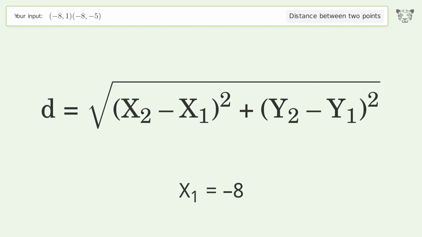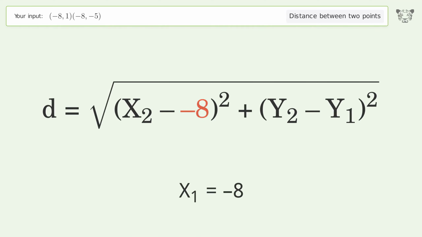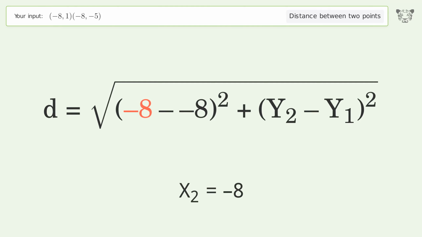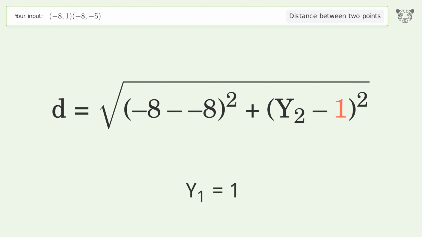x1 equals -8. x2 equals -8. y1 equals 1. y2 equals -5.